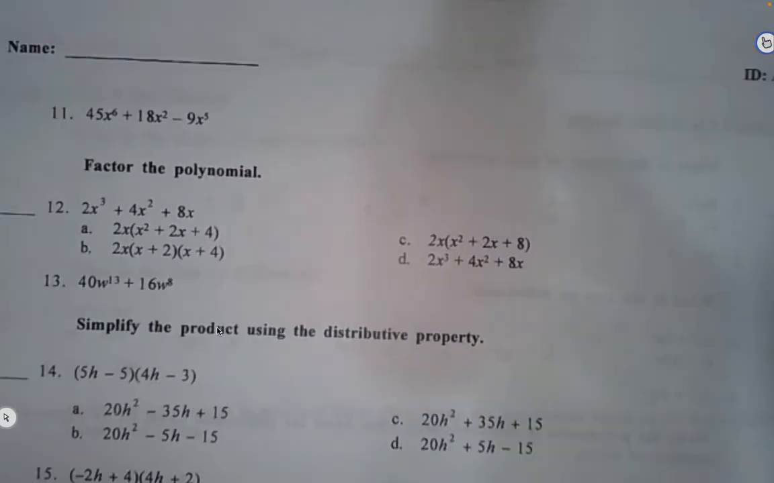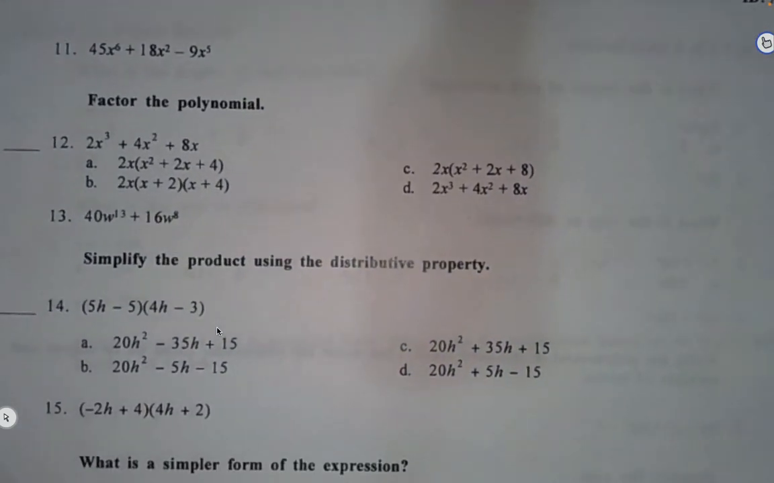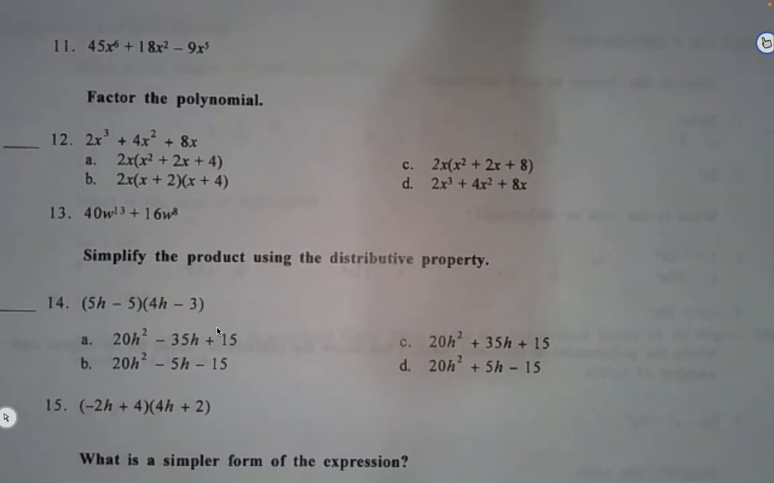Okay, same thing. So again, there probably won't be two of these on there, just one. But what number goes into 45, 18, and 9? 9. Okay? So I'm going to write my 9. Now, how many x's can I pull out? 2. I can only pull out the x squared. Okay? And that's your answer.